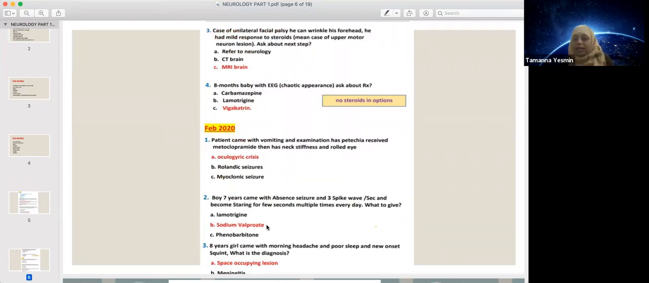Now, another scenario was unilateral facial palsy with wrinkling on the forehead. What does that mean?